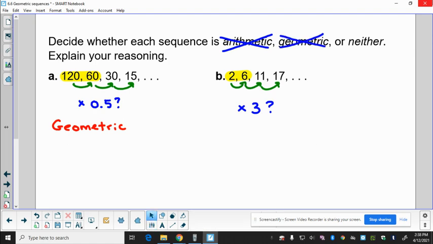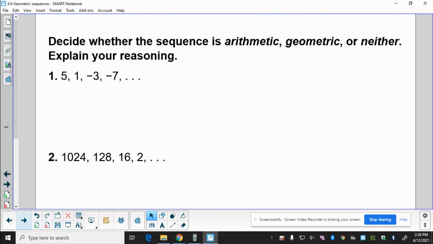So what we're going to say is that this happens to be neither. It's just something else. All right, let's try the same thing. You go ahead and try it yourself.